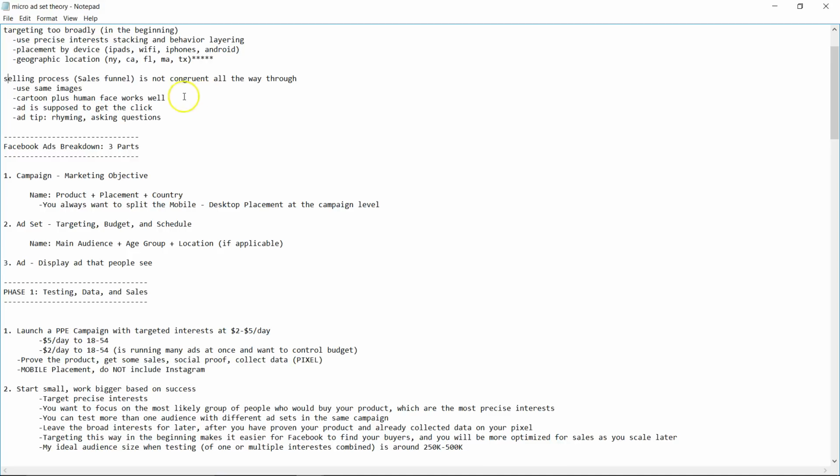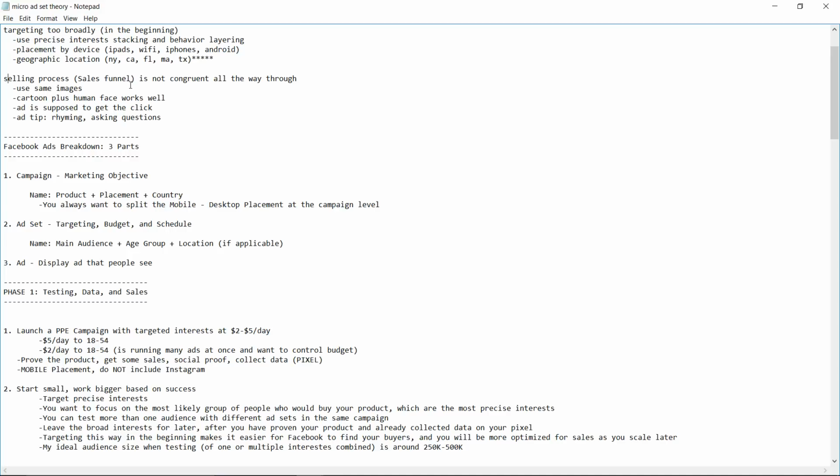You probably already understand the process within your business pretty well if you've been successful to any degree, and it's just about making sure you translate that correctly to Facebook so that the Facebook ads traffic you have coming in is converting. All right, and then these are just some tips here. Use the same images from the ad to the landing page. That helps keep it congruent.